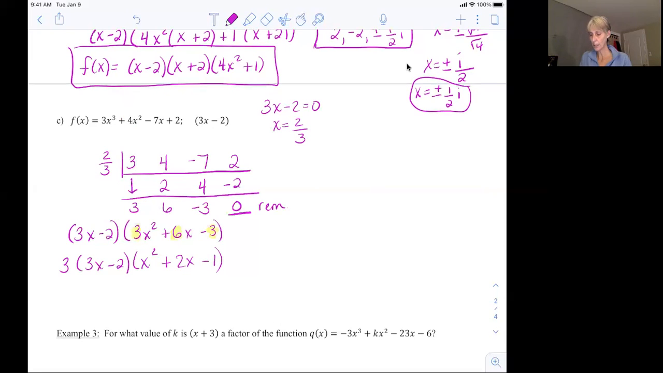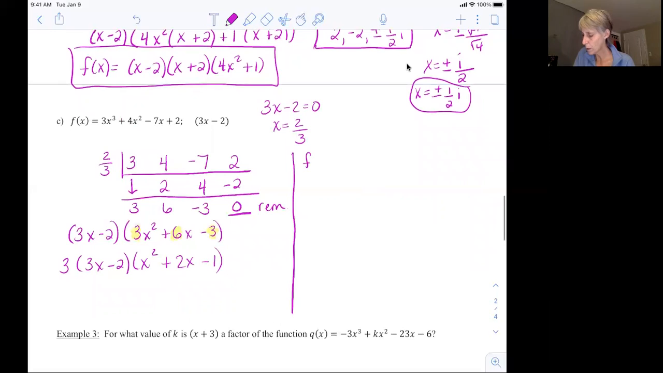Yes. Now, the next step here would be, I want to figure out, can I factor this? Do I have two numbers that multiply to -1 and combine to give me 2? And the answer is no. You're not going to be able to factor this. So basically, your factored form of this function is 3 times 3x minus 2 times x squared plus 2x minus 1.